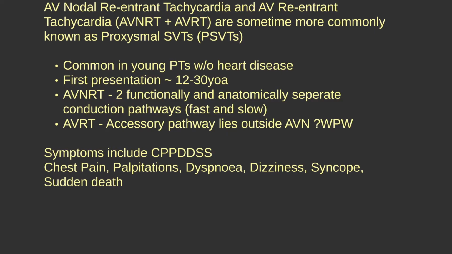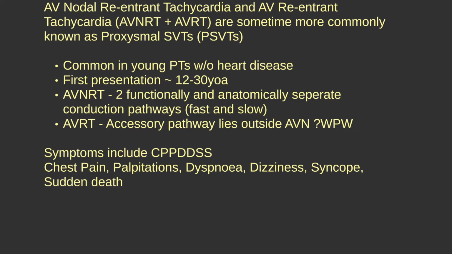AVNRT occurs when there's two functionally and anatomically separate conduction pathways. These are usually fast or slow, so one being fast, one being slow. The AVN is getting electrical signals at a paced or spaced time between both. AVRT is an accessory pathway. It lies outside the AVN. This is what you see in Wolff-Parkinson-White.